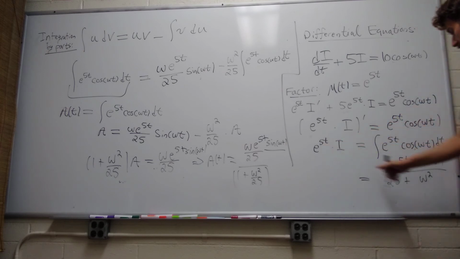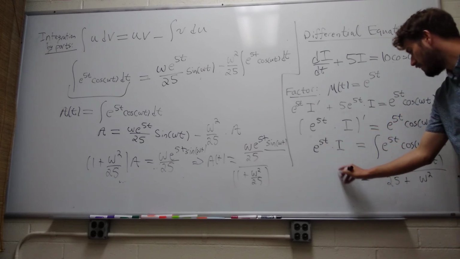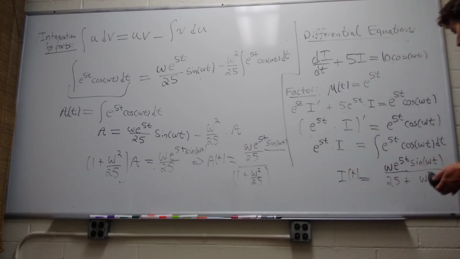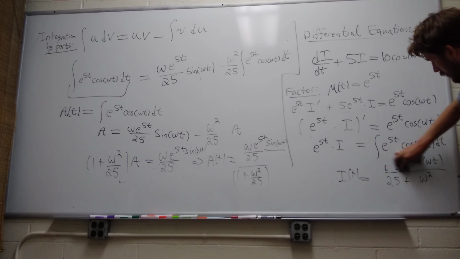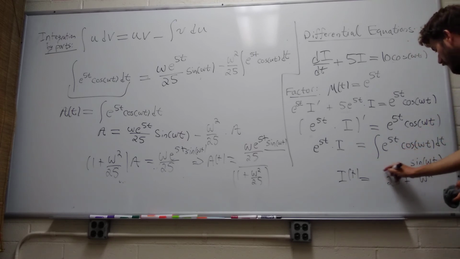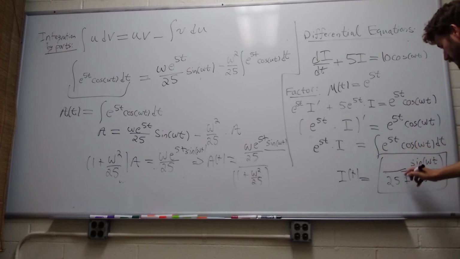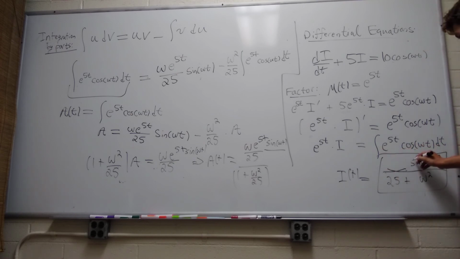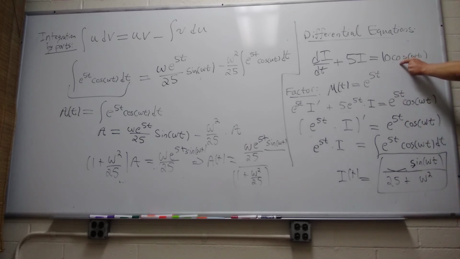We divide both sides by e to the 5t. We are left with I of t is equal to the following function. So it's kind of what you would expect: if the voltage is oscillating 10 times cosine omega t, the current is also going to oscillate.